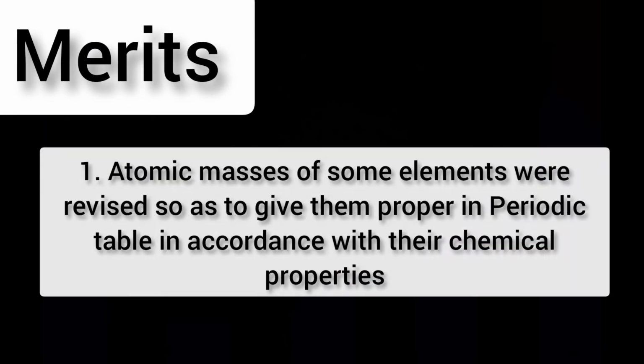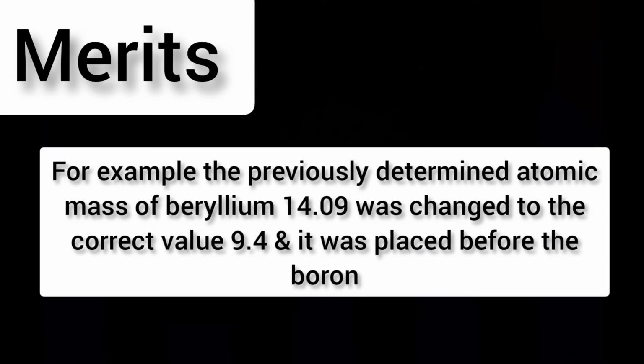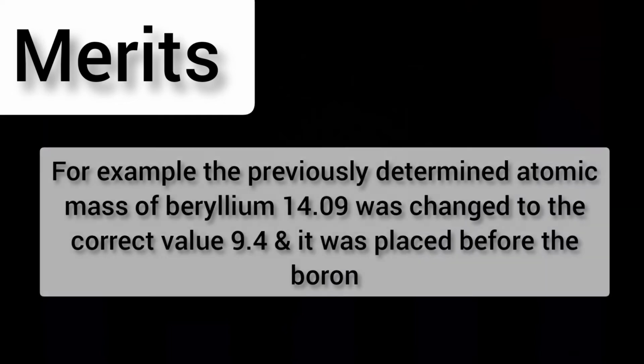Merits of Mendeleev's periodic table. Atomic masses of some elements were revised so as to give them proper place in the periodic table in accordance with their chemical properties. For example, the previously determined atomic mass of beryllium, 14.09, was changed to the correct value 9.4, and beryllium was placed before boron.